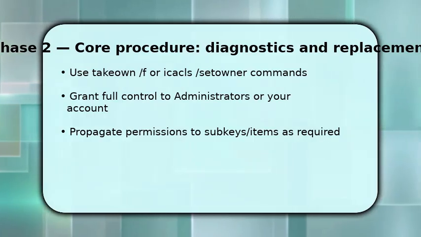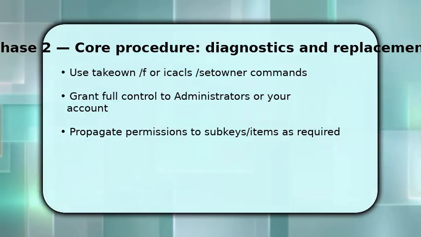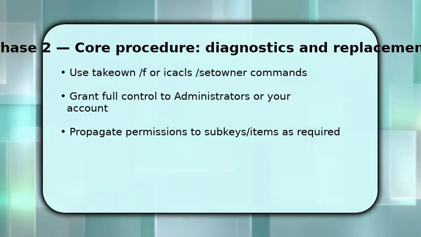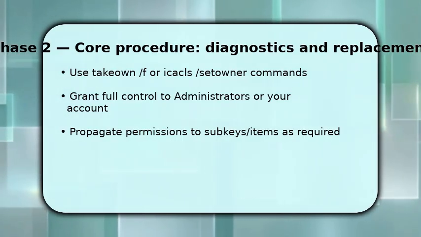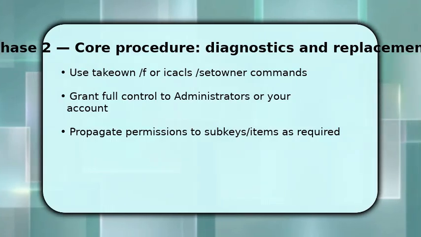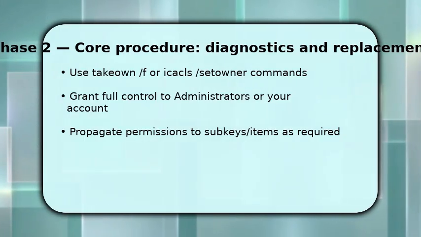Next, run icacls path /grant yourUser:F or icacls path /grant Administrators:F to give full control. This resolves access denied when rights are missing. If the object has children, add /t to propagate changes.